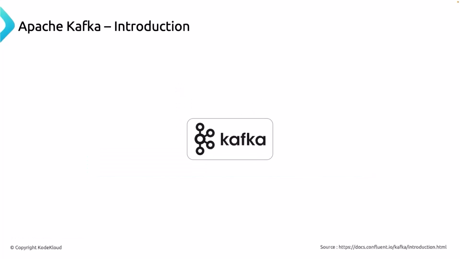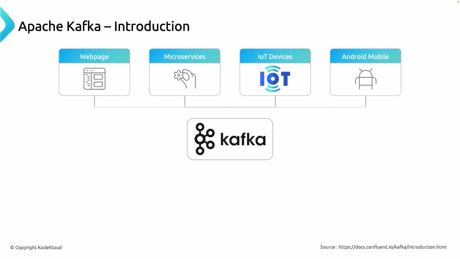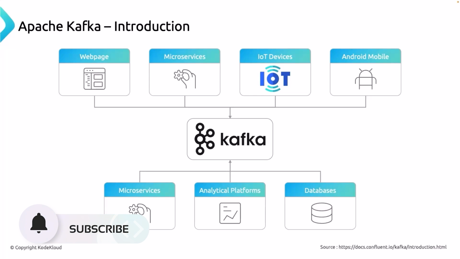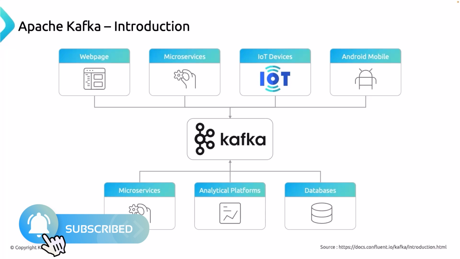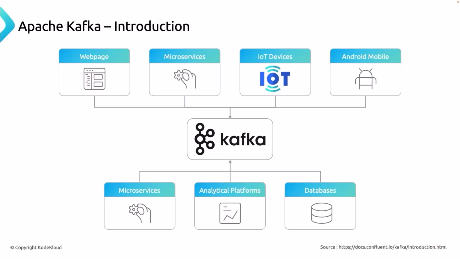So we have Apache Kafka, and then we have a lot of services that produce or write this data to Apache Kafka. Once the data is in Apache Kafka, we have other services that are able to consume this data from Apache Kafka. This diagram shows Kafka at the center acting as a hub for data movement.